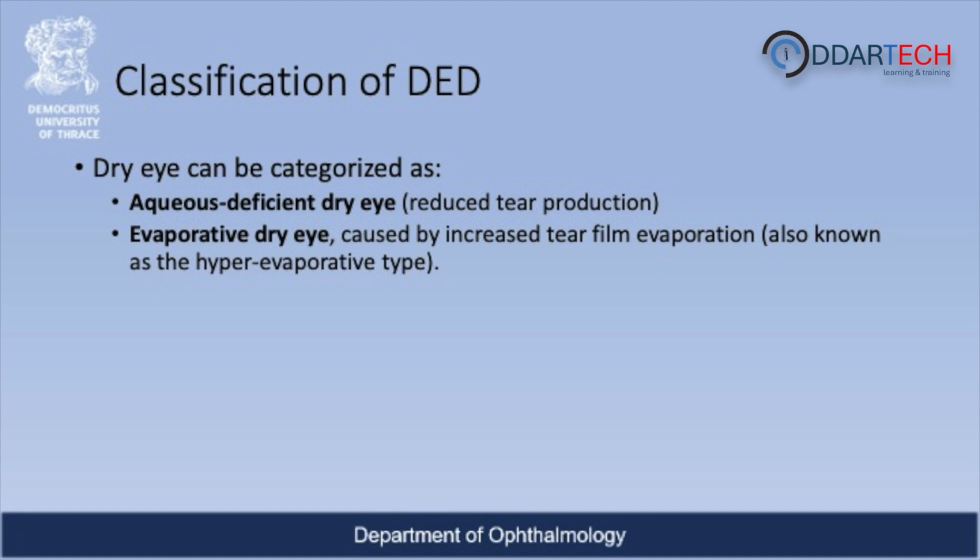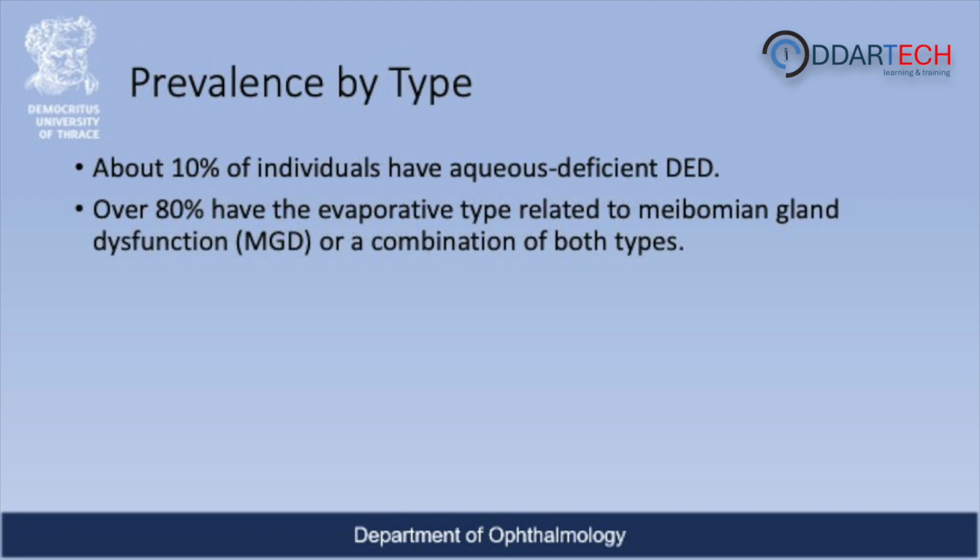DED can be categorized as aqueous deficient dry eye, caused by reduced tear production, and evaporative dry eye, caused by increased tear film evaporation. Only 10% of individuals have aqueous deficient DED, while more than 80% exhibit either the evaporative type, often associated with meibomian gland dysfunction, or a combination of both.